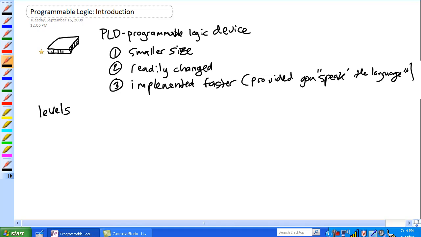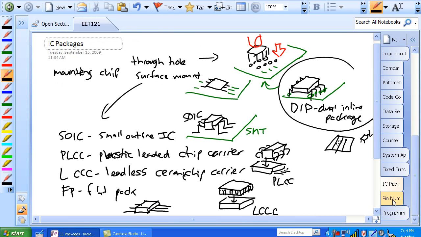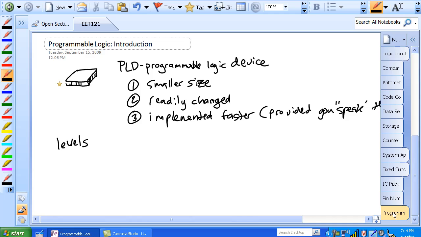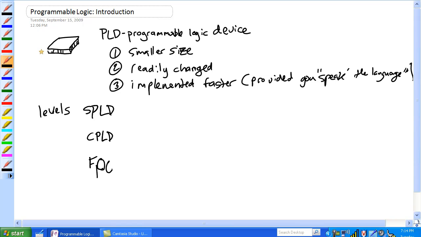We'll go into some of the other advantages here. So just like our fixed function ICs, let's go back to our IC packaging here. Remember how we have different levels, going from smallest to biggest? We got SSI, MSI, LSI, VLSI, ULSI. So small, medium, large, very large, ultra large. We've got the same thing for programmable devices, except they have different terminologies. So SPLD, CPLD, FPGA. Same thing.